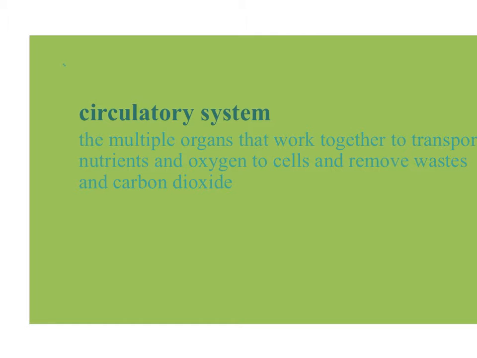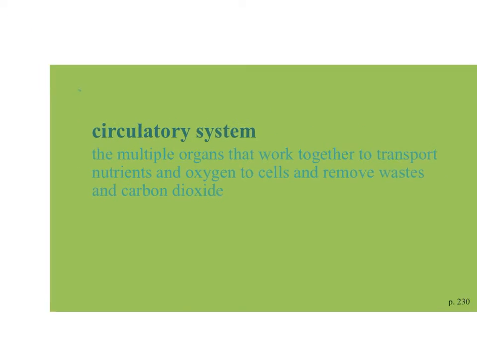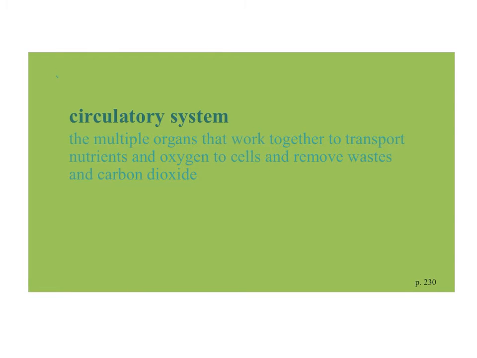The process of circulation: if multiple organs work together to do this job, then the animal has a circulatory system. This is when multiple organs work together to transport nutrients and oxygen to cells and remove waste and carbon dioxide. So that's what a circulatory system is. We're going to get into that more in just a second after you get that written down.